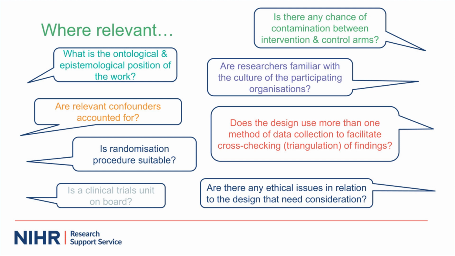And again, are relevant confounders accounted for? So those variables that are going to affect your outcomes of interest, but aren't actually directly related to the intervention that you're trying to evaluate. Things like age and sex and socioeconomic class, things that are going to influence the results and can confuse your outcomes in relation to the intervention that you're interested in.